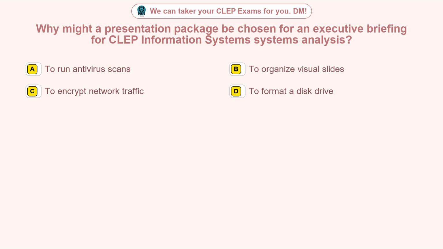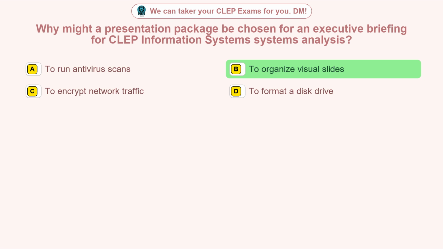Question 3. Why might a presentation package be chosen for an executive briefing for CLEP Information Systems analysis? Option A. To run antivirus scans. Option B. To organize visual slides. Option C. To encrypt network traffic. Option D. To format a disk drive. The correct answer is option B.